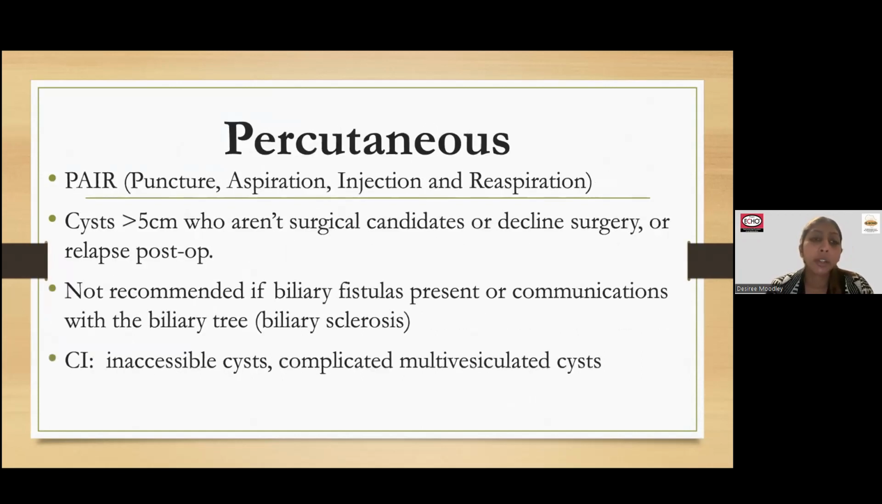And then in terms of percutaneous therapy, PAIR is done: puncture, aspiration, injection, and reaspiration is what it stands for. So this you would consider in patients who have cysts more than 5, who aren't surgical candidates or don't want surgery, or if they've relapsed post-op. This is not really recommended if you've got fistulas or communications with the biliary tree. And obviously you can't do it if you've got cysts that are inaccessible or complicated.